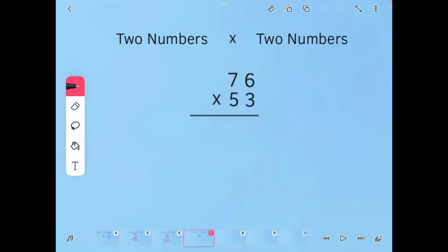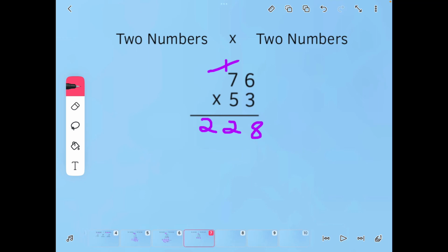Let's take a look at this one. 76 times 53. 3 times 6, and then 3 times 7. Then we'll do 5 times 6, and 5 times 7. Let's get started. 3 times 6 equals 18. So I'll write my 8 and I'll carry the 1. 3 times 7 equals 21. 21 plus 1 equals 22. So I write my 2 and then the other 2. I'll cross off my carry so I don't make a mistake.